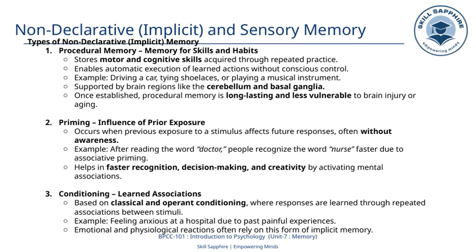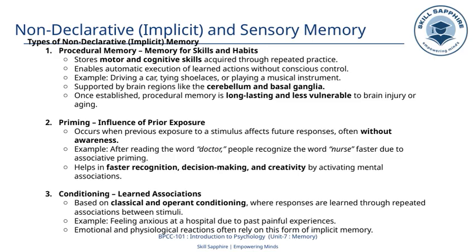Next, let's talk about priming, which involves the influence of prior exposure on our responses. Priming occurs when being exposed to a stimulus previously affects how we respond to a related stimulus later on, often without us even realizing it. For instance, if you've just read the word doctor, you might recognize the word nurse faster because your mind has made an association. Priming helps us recognize things more quickly, make decisions faster, and even boosts our creativity by activating mental associations that we've stored subconsciously.